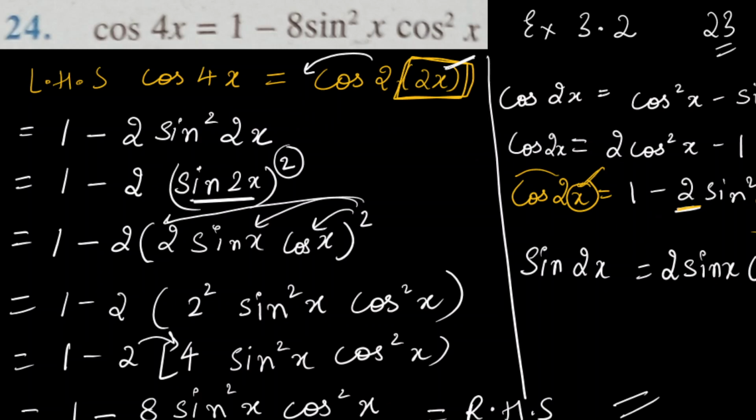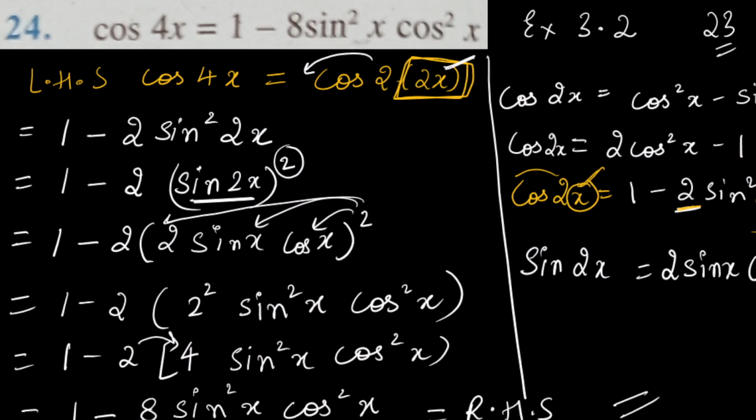Then this formula we used, cos 2x is equal to 1 minus 2 sine square x. So from here we got 1 minus 2 sine square 2x. So again we use the double angle formula of sine x. Sine 2x we know is 2 sine x cos x, so we just used it. Then the square we applied. After simplifying everything, we got 1 minus 8 sine square x cos square x, which is equal to the right hand side.